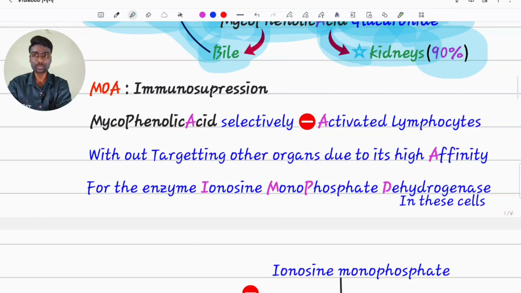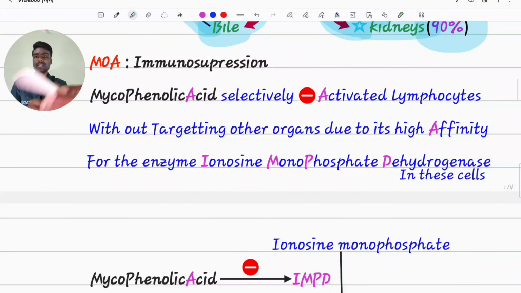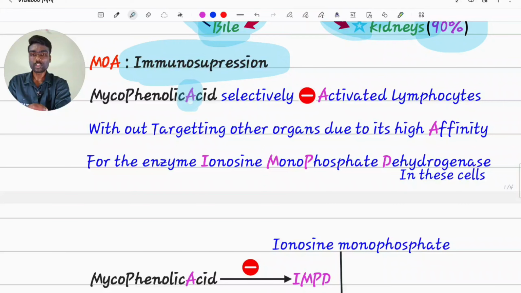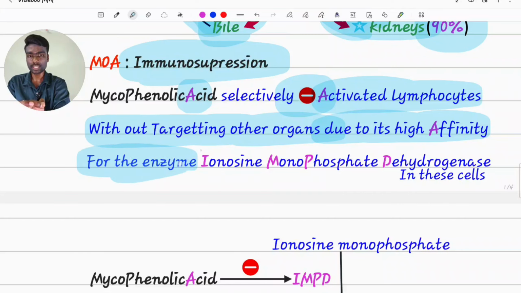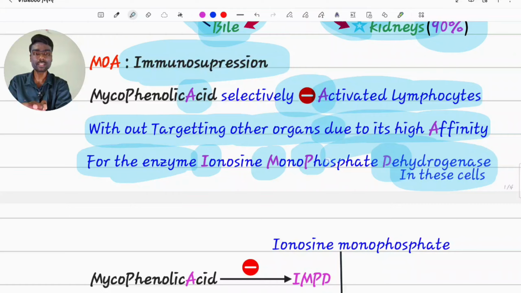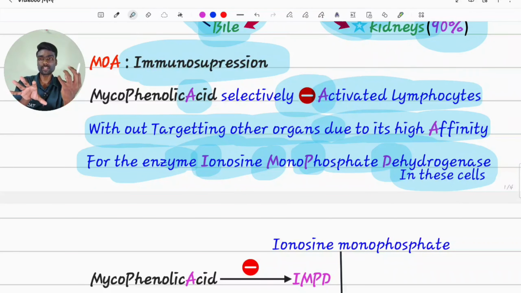Now, let's see what our active metabolite mycophenolic acid will do. Coming to mechanism of action, it is mainly immunosuppression. Mycophenolic acid selectively inhibits activated lymphocytes without targeting other organs due to its high affinity for the enzyme inosine monophosphate dehydrogenase in these activated lymphocytes. If a drug is highly selective, targeted, it won't target other organs, so side effects will be less, safety profile will be more. That's why it has a broad therapeutic index.